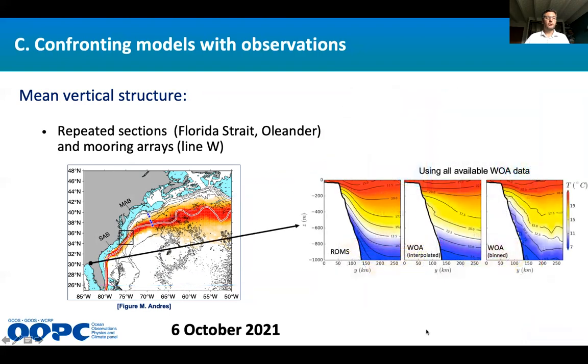As a quick example, if you just use all the available TS data from the World Ocean Database, you can construct a mean temperature profile here. If you use interpolated data, of course, it's a problem because the gradient is smoothed out. But if you just bin all the available data, so more than 50 years of data, you start to get something decent here.